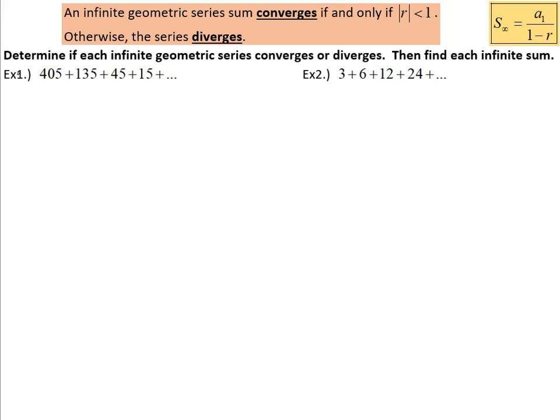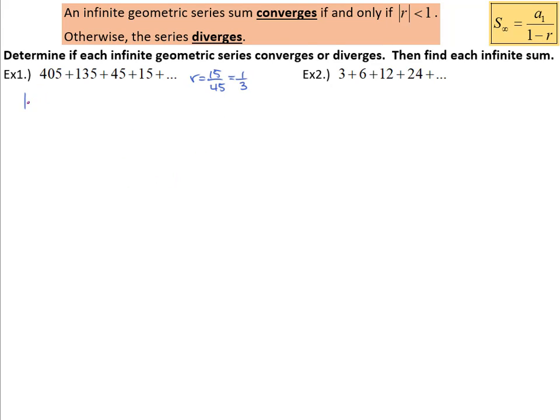Okay, determine if each infinite geometric series converges or diverges. Then find the infinite sum. So let's take a look at number 1. They give us a few terms here. Let's figure out r. Remember, r is equal to any term, I'm going to pick 15 here, divided by the previous term, which is 45. If we reduce by dividing by 15, we get 1/3. r is 1/3. So we do our check.